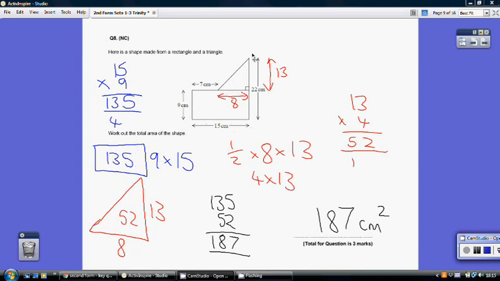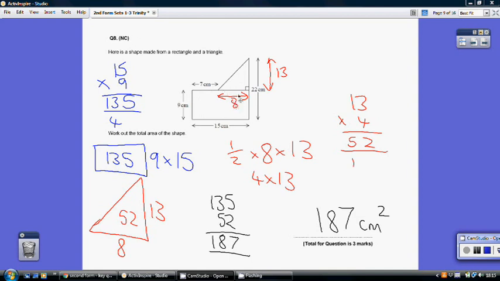Now to work out the area of this triangle, we've got to first of all work out the length of the base and the height of the triangle. Now how do we work out the length of the base of the triangle? Well, we can see the base of the rectangle is 15, so the height of the rectangle must be 15, of which this bit is 7. So this bit here must be 15, take away 7, which is 8.